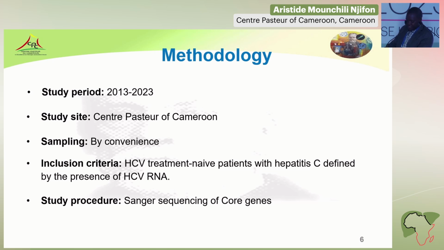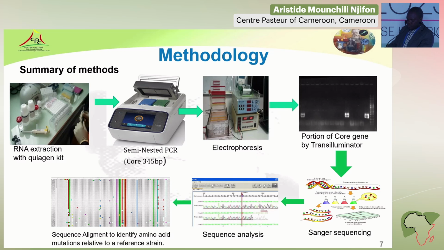We conducted a retrospective cross-sectional study on plasma samples from HCV positive Centre Pasteur of Cameroon patients by amplifying the core region and then sequencing by Sanger. After sample reception, we proceeded with RNA extraction, PCR, Sanger sequencing of the protein, and data was analyzed using the following software.